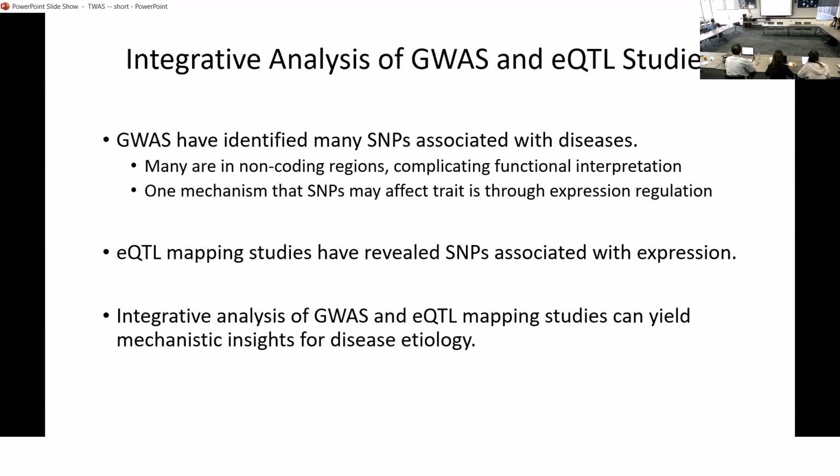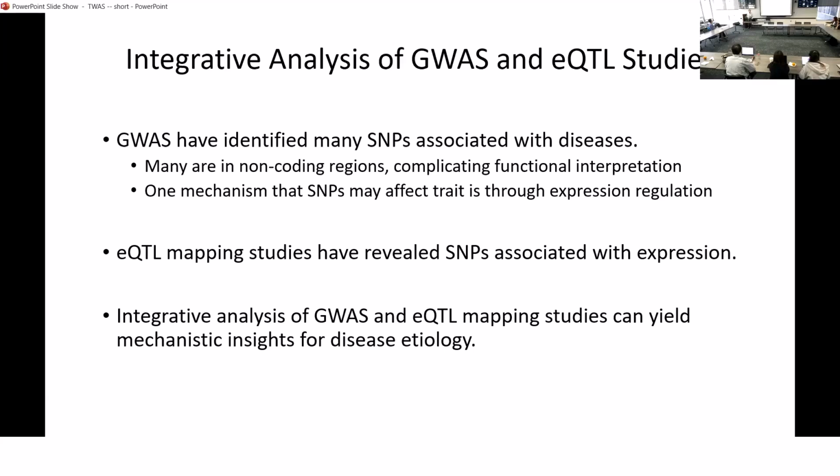We know that genome-wide association studies have been around for a long while. And GWAS have identified many SNPs that are associated with complex traits and common diseases. However, even though you identify so many associations, it's not easy to understand why, what's the molecular mechanism underlying the association. So one hypothesis is that many of those SNP associations are sitting in non-coding regions, so they won't really change the sequence of DNA, the protein sequence of the gene. However, they may affect the traits through gene expression regulation.